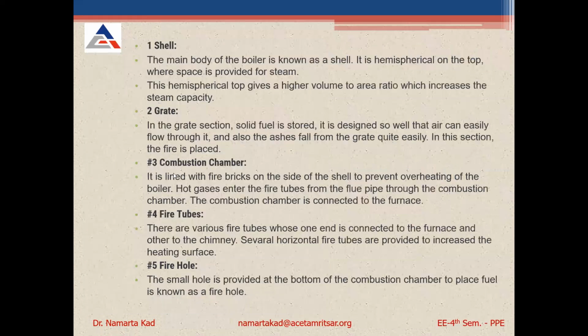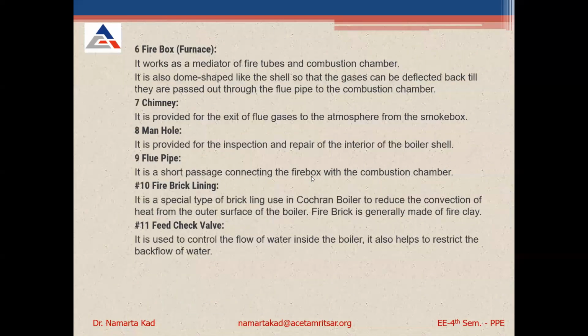Then flue pipe. It is a short passage connecting the firebox with the combustion chamber. Then fire brick lining. It is a special type of brick lining used in Cochran boiler to reduce the convection of the heat from the outer surface of the boiler. ठीक है, ताकि heat loss कम हो. Fire brick is generally made of fire clay.